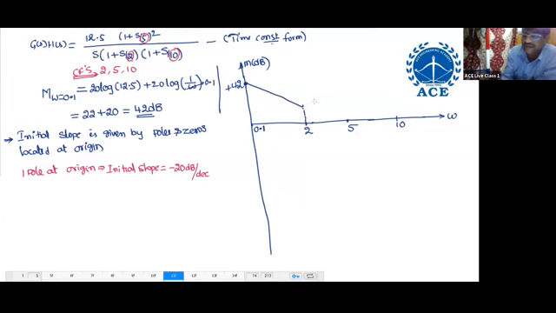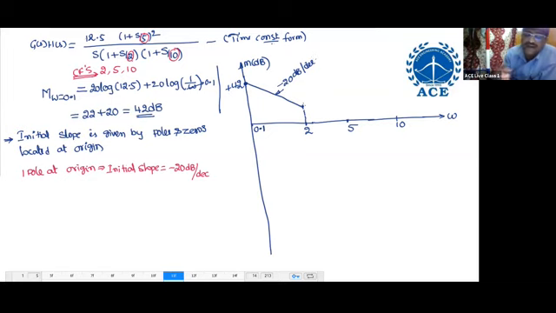So this is minus 20, for example. This is minus 20 dB per decade. First, always observe the initial slope. First, calculate M initial. After calculating M initial, observe the initial slope and start drawing. Then we draw a line of minus 20 dB per decade up to 2.